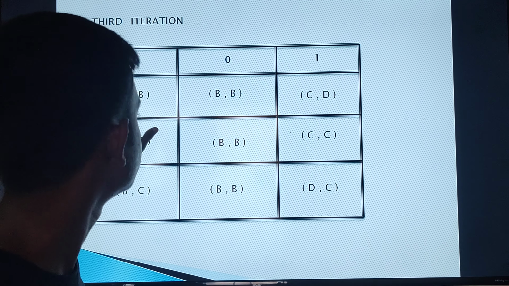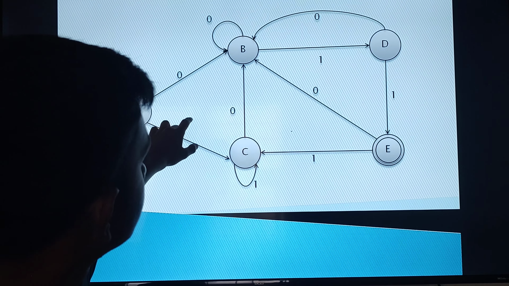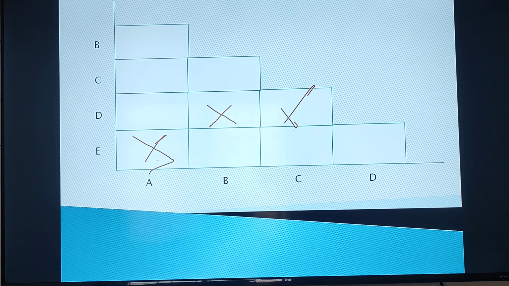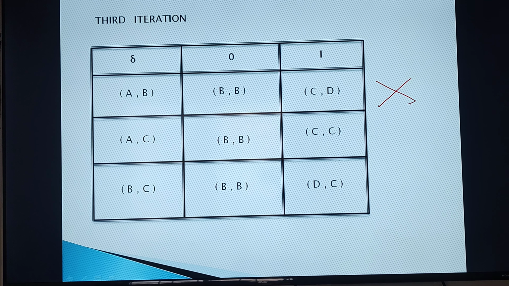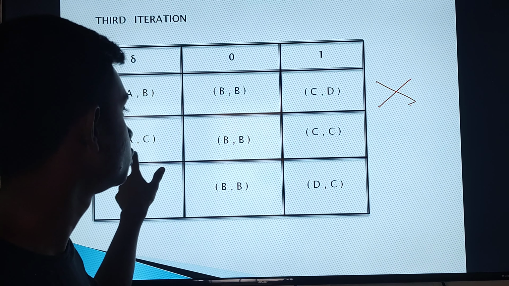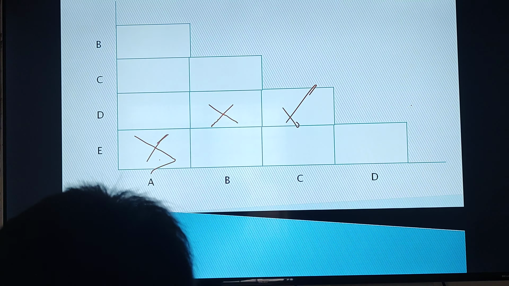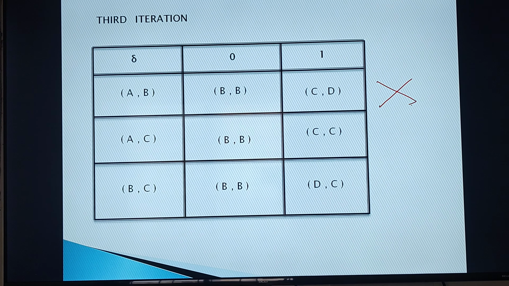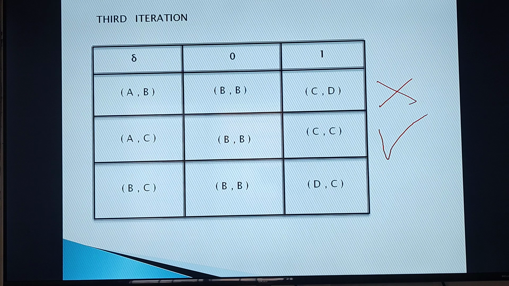Next is A comma B. For A comma B, it is going to B comma B and C comma D. B comma B and C comma D, both are non-final. So do not mark. For A comma C, it is going to B comma B and C comma C. So do not mark C comma C. All are non-final.